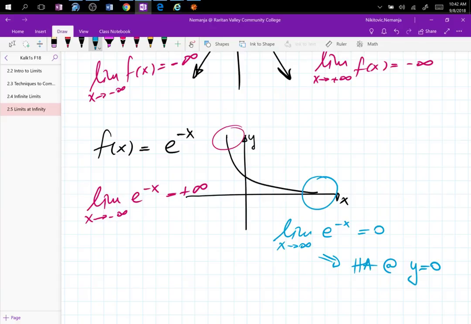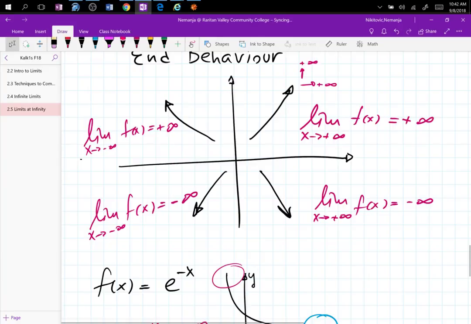Some functions are born of end behavior, some of asymptotes, and some of combinations. So e to the negative x is clearly a combination of end behavior on one side and the asymptote on the other. Yes?